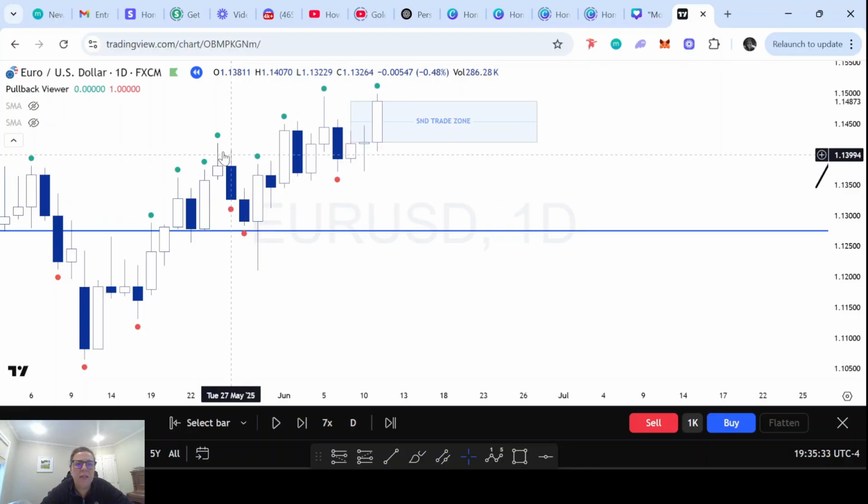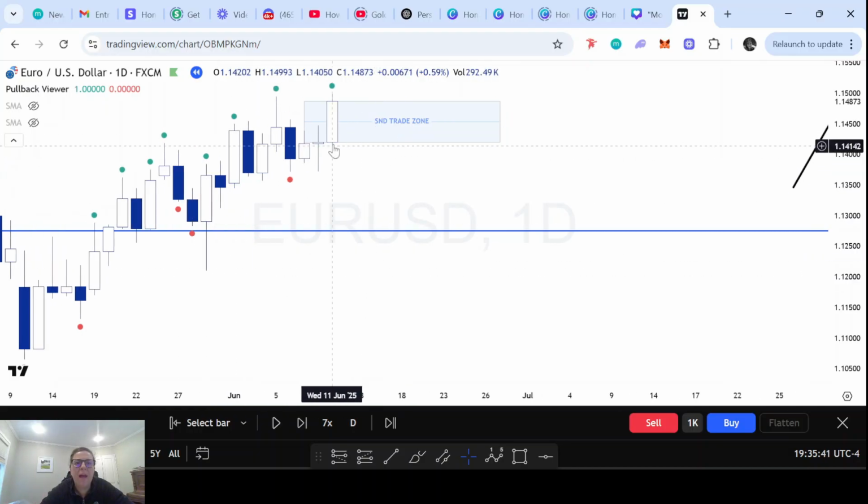Now we've actually tapped into this wider structure as well as just the tip of that S&D, which makes this a valid supply zone. And it's closed not inside another S&D. So if you go through the strategy, you'll understand those 2 scenarios that invalidate a setup. This setup is valid, so that's great. We've got our 1-day event.